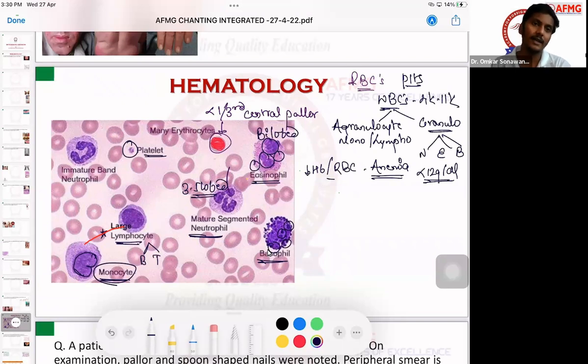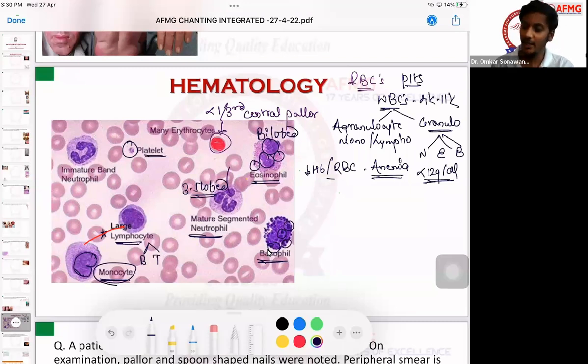Whereas in the Indian context, as females usually have a low normal hemoglobin count, in pregnancy we consider anemia if the hemoglobin is less than 10 grams per deciliter. Very good. It is less than 10 grams per deciliter. Very good, all of you.